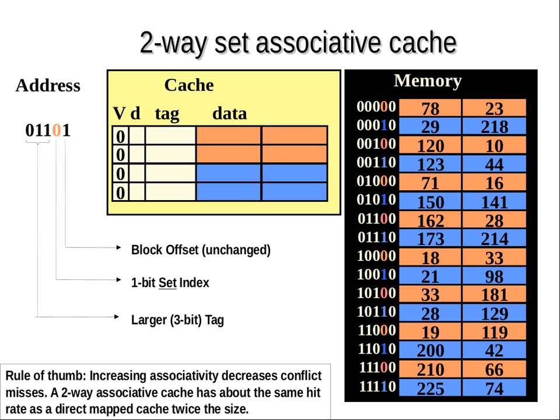I'm going to skip a bit here because the block offset is unchanged, because your block is still just 2 blocks, so you just have 1 bit there. Now you only have a 1-bit set index because you really only have 2 blocks here. You have the 0 and the 1. And you have a larger tag, so your tag would be 3 bits. So when you pull in something from main memory, you at least have 2 lines that you can write to. So that's going to do a little better job of utilizing your entire cache.